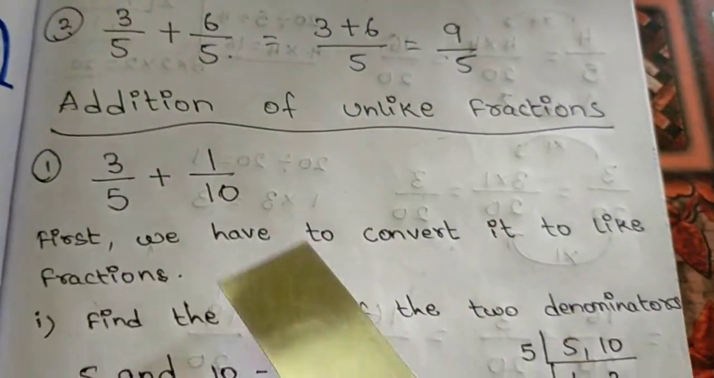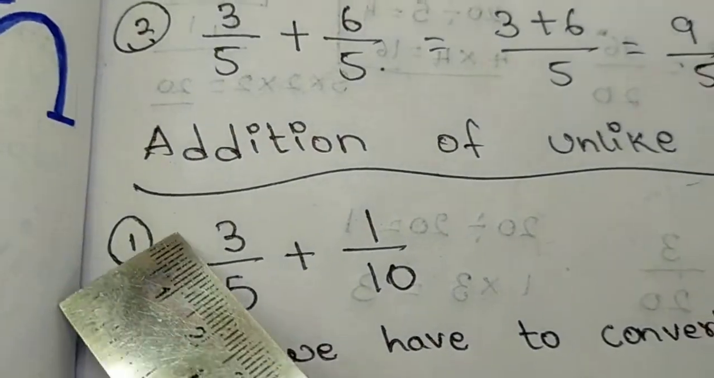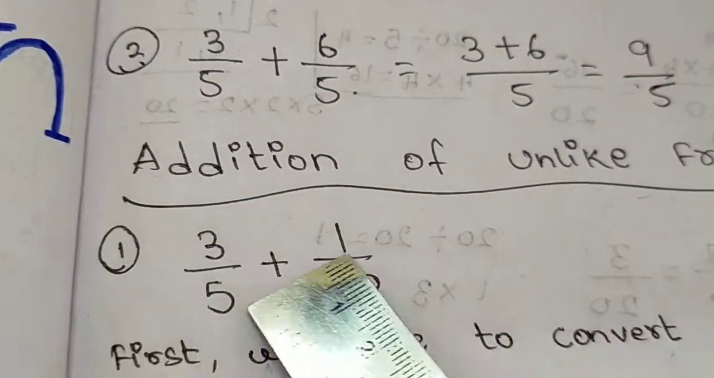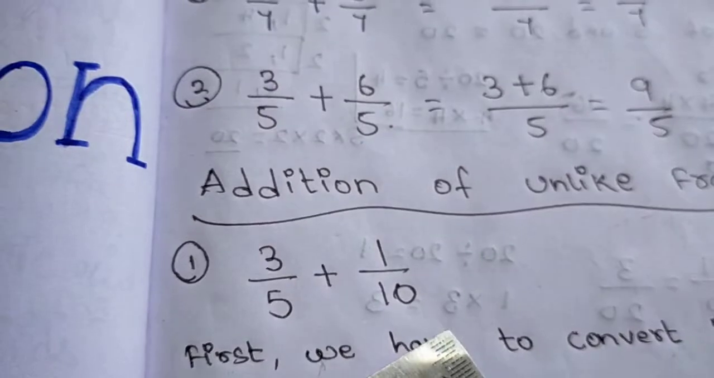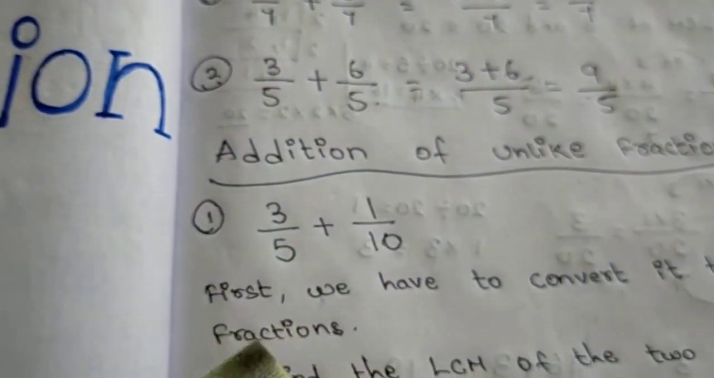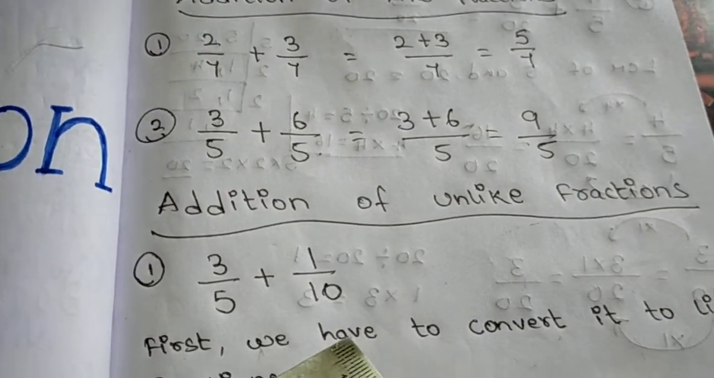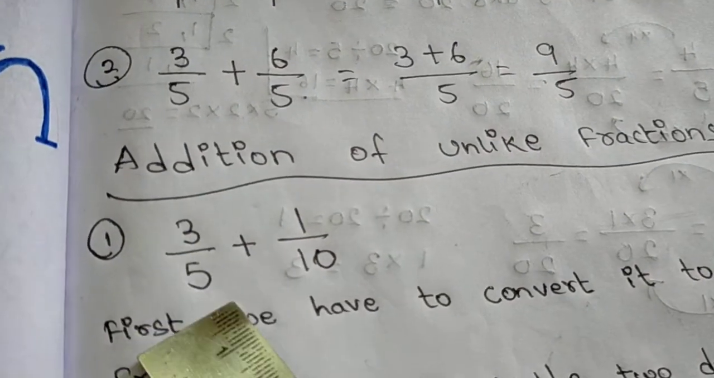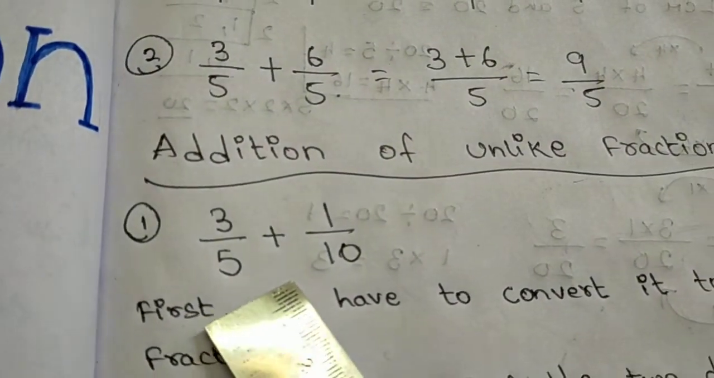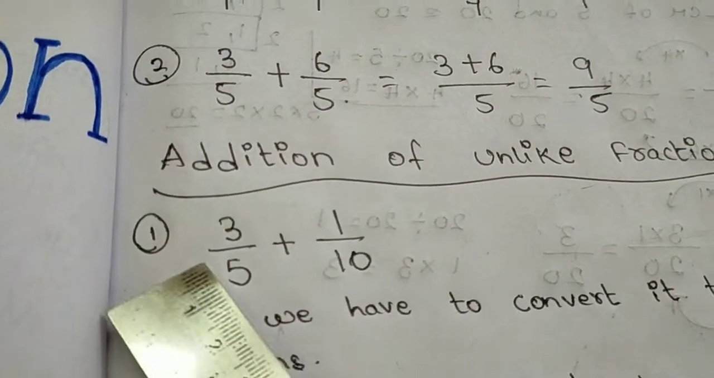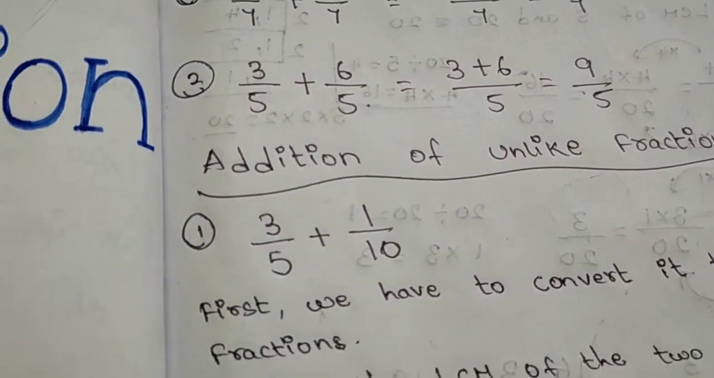Now when it comes to addition of unlike fractions, what are unlike fractions? The fractions which don't have the same denominators are called unlike fractions. As you can see here in the example, 3 by 5 plus 1 by 10. There are two fractions which have different denominators, and these are unlike fractions. Addition of unlike fractions is not as simple as like fractions, because for adding this you need to convert it into like fractions first. So first you have to convert this unlike fraction into like fraction and then add it.